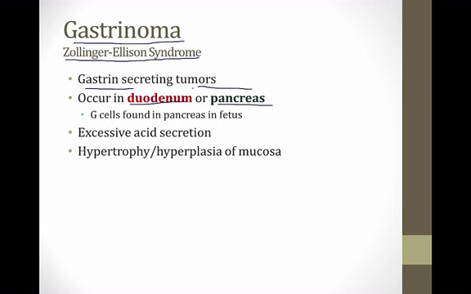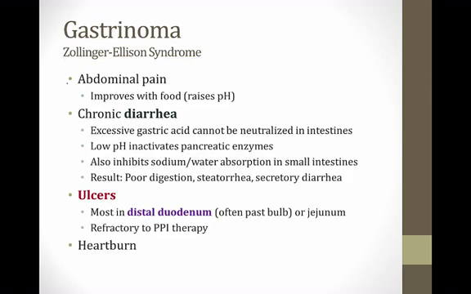Now, the duodenum kind of makes sense because it's close to those G cells that produce gastrin. But why does it occur in the pancreas? Well, it turns out that there are some G cells that are found in the pancreas in the fetus, and they can sometimes persist into adulthood and develop into gastrinomas. Patients who have the Zollinger-Ellison syndrome and a gastrinoma obviously have excessive acid secretion. In addition, they develop hypertrophy and hyperplasia of the stomach mucosa. Patients with the Zollinger-Ellison syndrome and a gastrinoma present with abdominal pain and diarrhea.